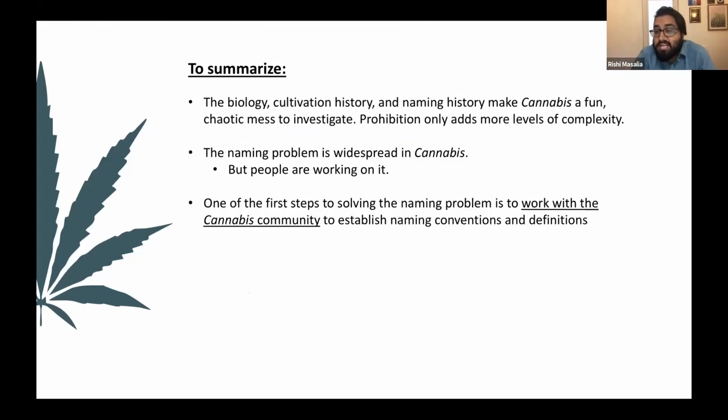The naming problem is widespread in cannabis, but people are working on it. One of the first steps to solving the naming problem is to work with the cannabis community and establish naming conventions and definitions, so that everyone knows what we're working with, so that everybody can go forward with the same definitions when you buy something at a dispensary.